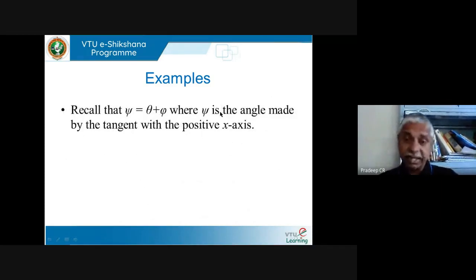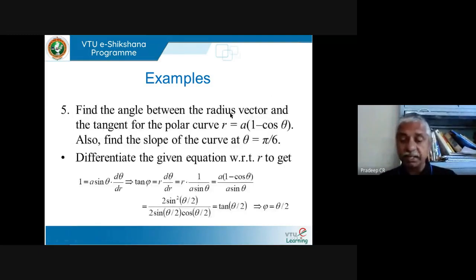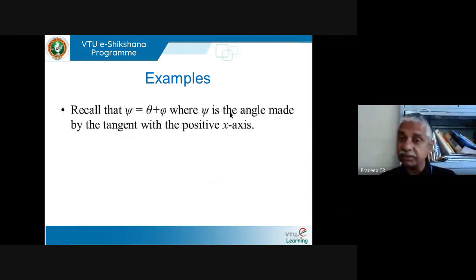tan psi is, remember in our picture, psi is the angle between the tangent and the positive x-axis. So I want to find tan psi, but psi I know is theta plus phi, where theta is the polar angle, and phi is the angle between radius and tangent vectors. So psi is the external angle, and these two are the interior opposite angles. So psi is equal to theta plus phi. So tan psi is what I want to find.